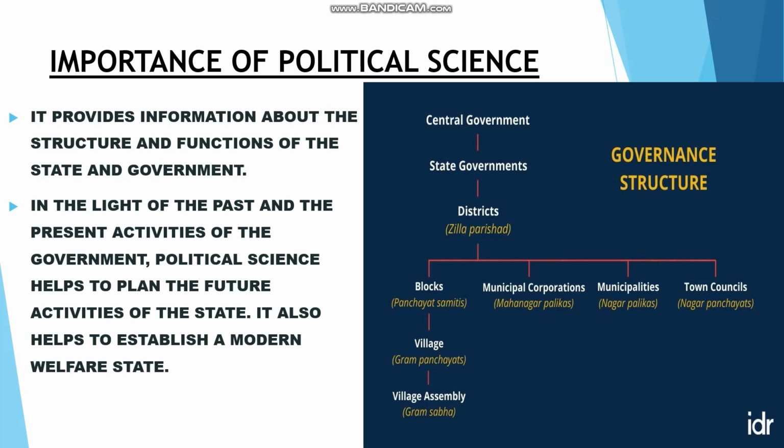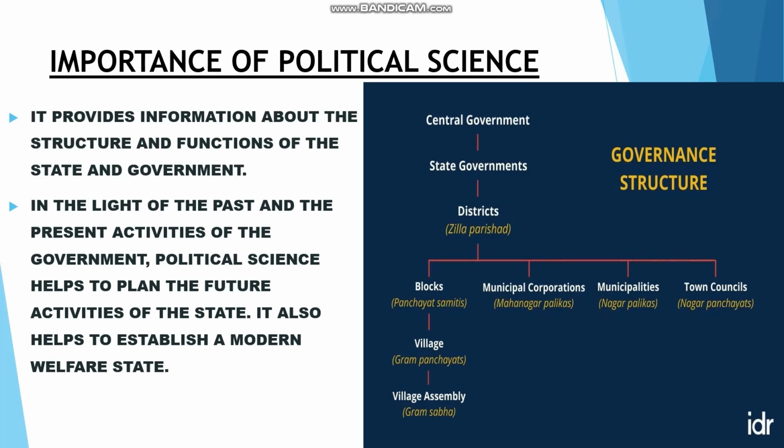Villages and village assemblies are controlled by blocks, that is Panchayat Samitis. So political science provides information about the structure of the government and the functions of the state and the government. And next point, in the light of past and present activities of the government, political science helps to plan the future activities of the state. It also helps to establish a modern welfare state. So political science studies the past, present and even the future. Once we know about the past and present activities of the government, it is easy to plan the future activities of the state.